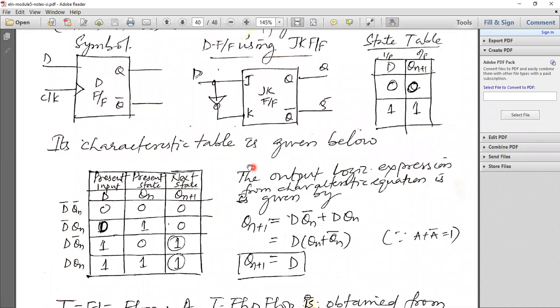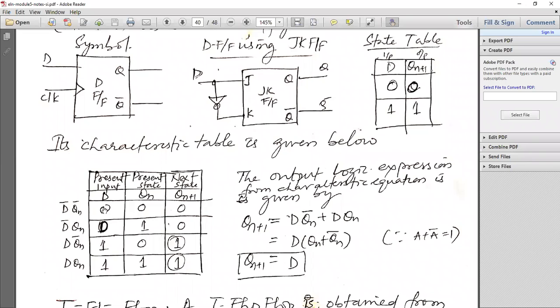It contains the present input, the present state, and the next state. Qn plus 1 is your next state. The present state is your Qn and the next state is your Qn plus 1. If you consider this as the actual state, this is your previous state.